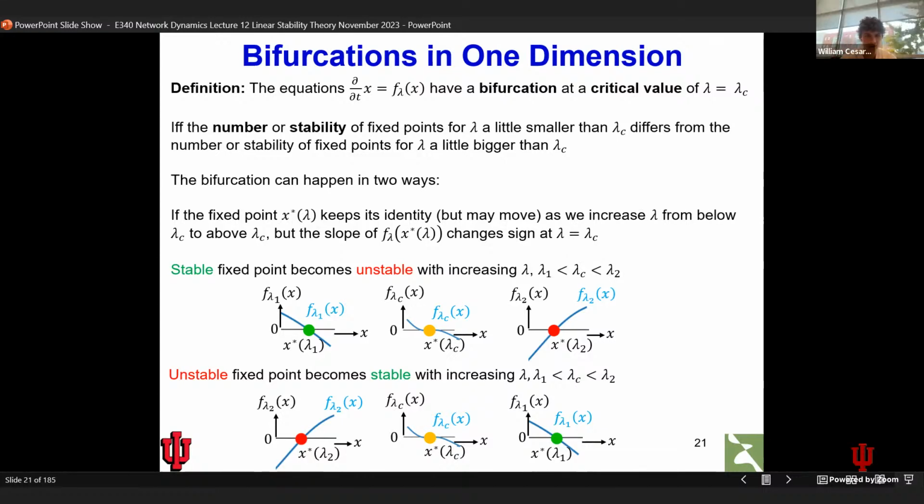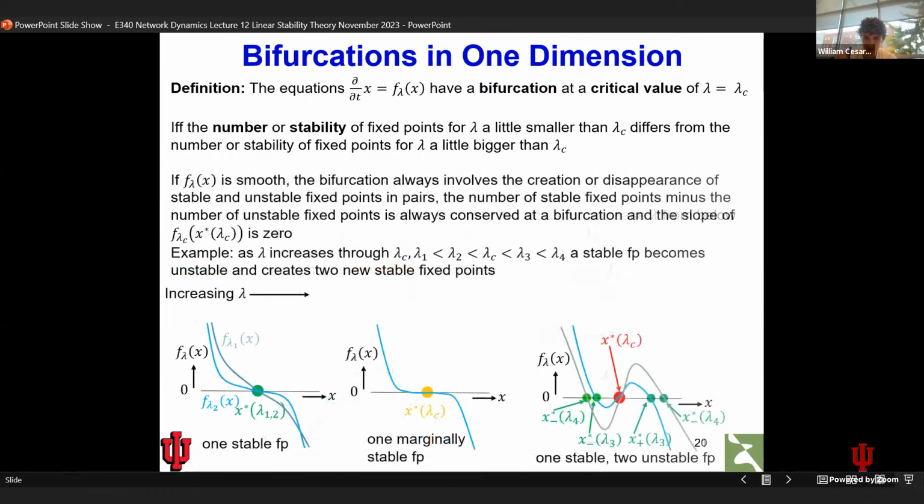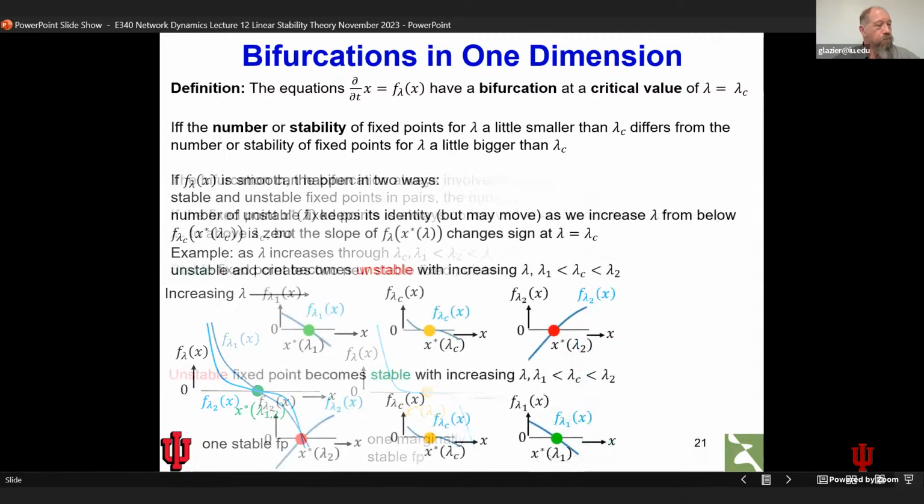Wait, sorry, I had a question. Sure. So wait, just to make sure, on the last slide, the text was incorrect. It said one stable, two unstable, but that's two stable and one unstable. Ah, thank you for catching that. Yes, that's right. Okay, thank you. I've noticed a couple of typos in these slides. That one I missed. Thank you.